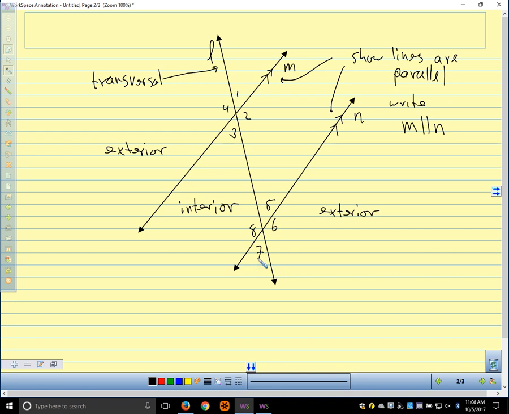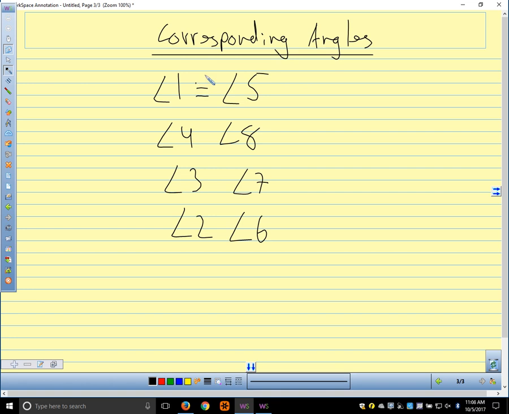Well, they're both acute. Angle 1 and 5 couldn't be supplementary, right? Just how do they look? What do they look like? They look like they'd be congruent. That's how they're related. We're going to say angle 1 is congruent to angle 5, 4 is congruent to angle 8, etc. Corresponding angles are congruent.